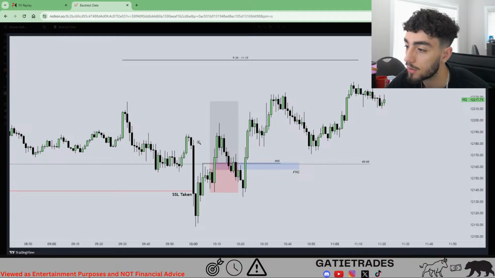We got the breaker, high or, well, low. Wait, oh, there's no breaker in here. I'm tripping. Just a market structure shift, fair value gap. It inversed this huge range. It inversed, so I entered on the fair value gap here. I got stopped out. Look at that. Stopped me out and then it played. Why did it stop me out?